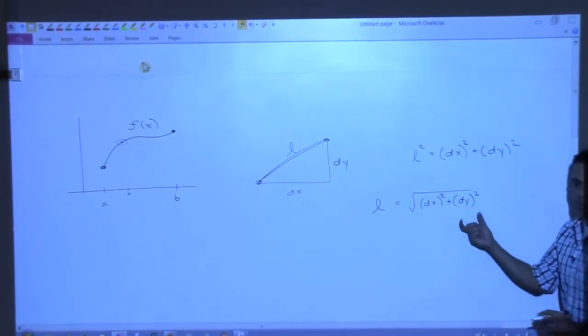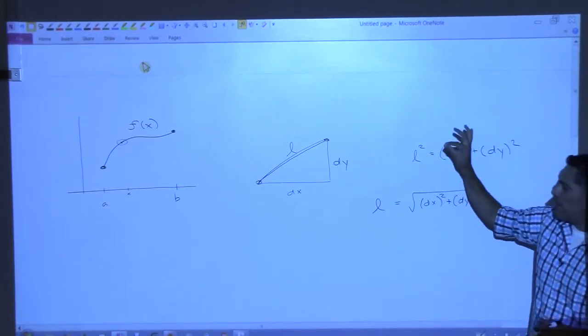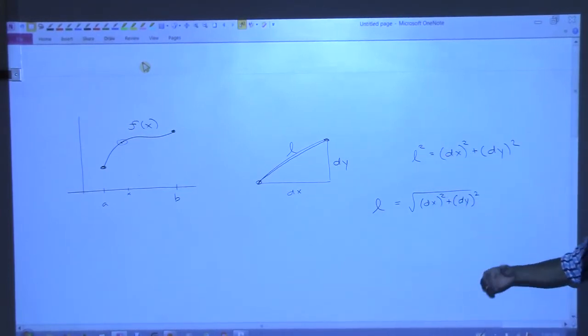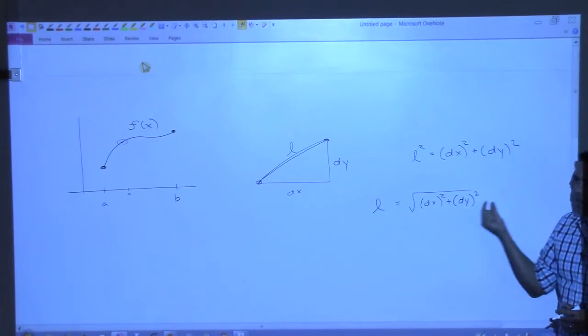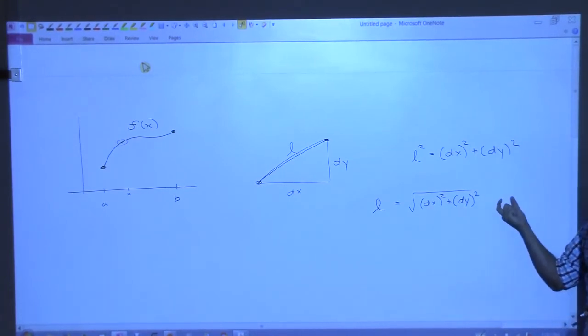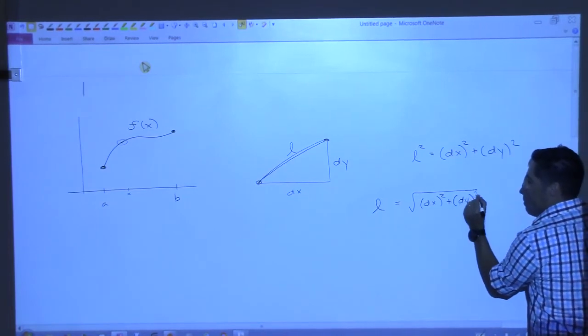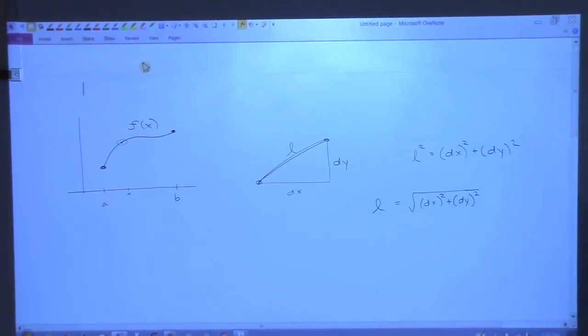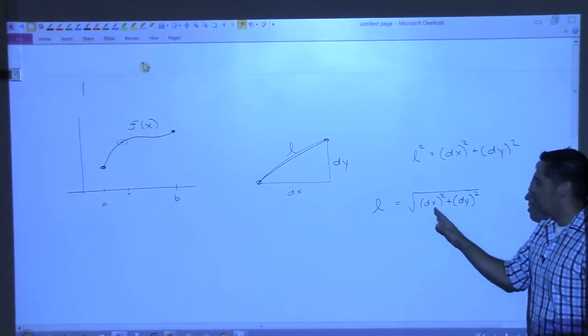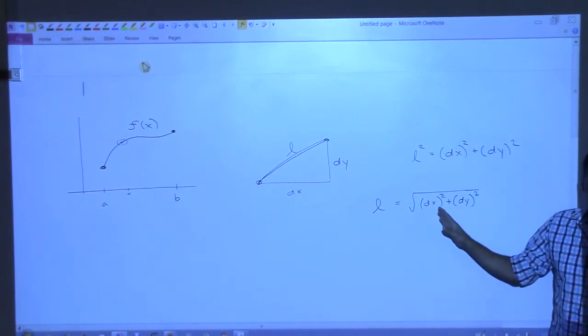And then I said if we want to add all these up to get the entire length of the curve, we have to use an integral. But the problem is that this doesn't have a little dx sitting out here. So then I did this very clever little thing, and it's not my clever, someone else came up with it. And that's just factoring out a dx squared.